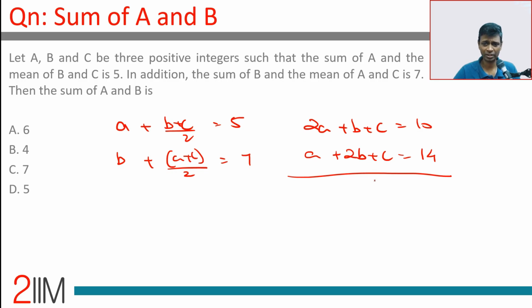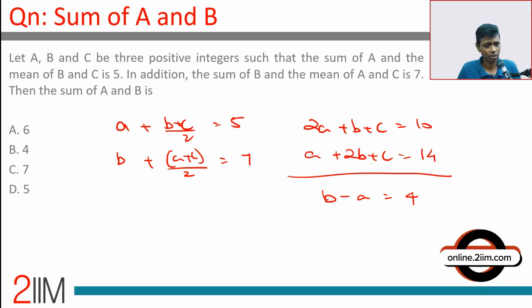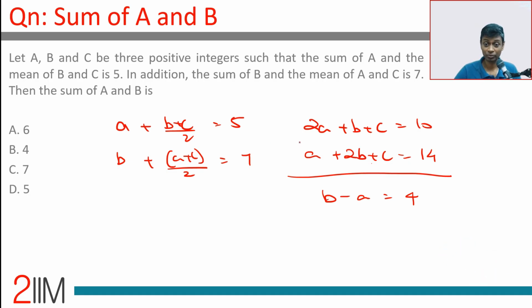If we add these two, we'll get 3A plus 3B plus 2C. I don't want that. If you subtract one from the other, C will disappear. Subtract the right way. Subtract this from this. I don't want negative numbers. B minus A is 4. This is tricky. We're not going anywhere with B minus A. How does that help? We want A plus B. Okay, let's do this. B is A plus 4. So plug that in here.